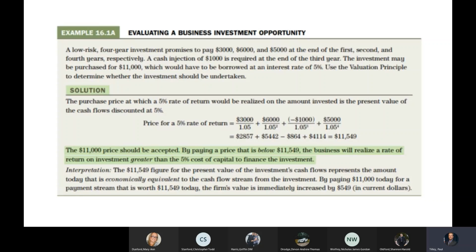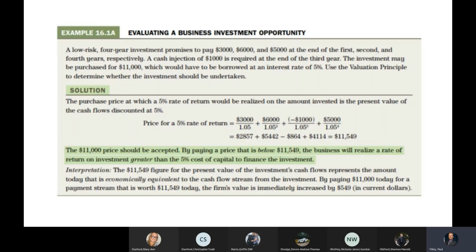This particular one right here in front of you, example 61A, looks at the scenario where we've got differing amounts of money coming in over a period of time. We have a 4-year investment that promises to pay $3,000, $6,000, and $5,000 at the end of the first, second, and fourth years, respectively. A cash injection of $1,000 is required at the end of the third year. The investment may be purchased for $11,000. So effectively, we've got a whole bunch of numbers being thrown at us. What we need to do is allocate those numbers in time. So $11,000 we have to put up right now. That's now.